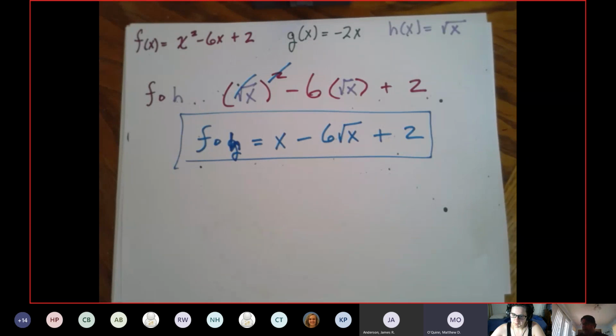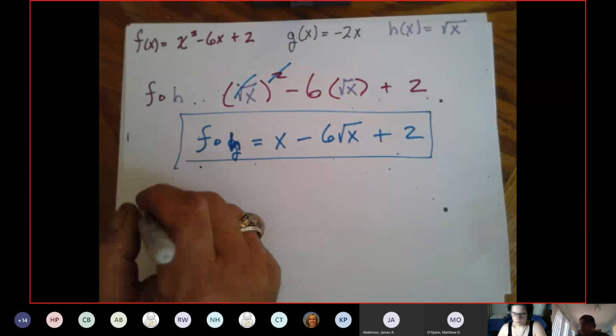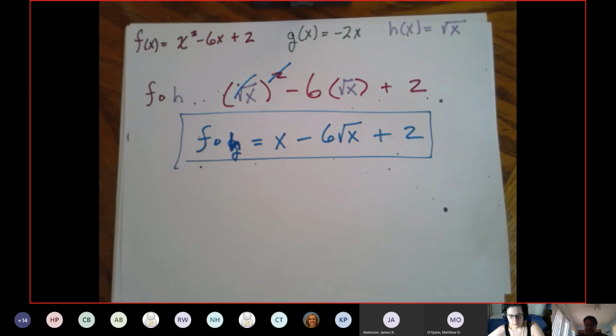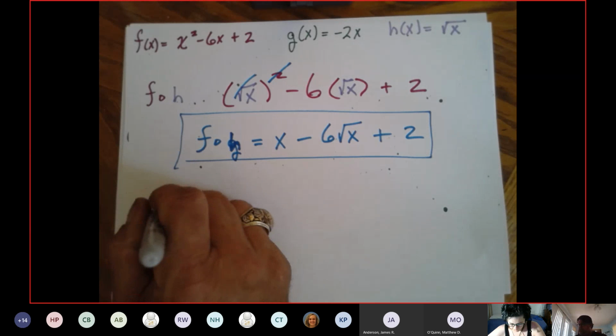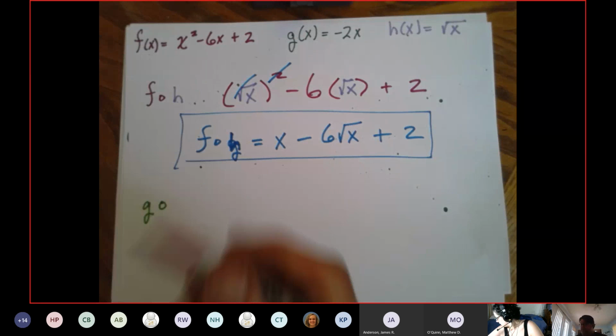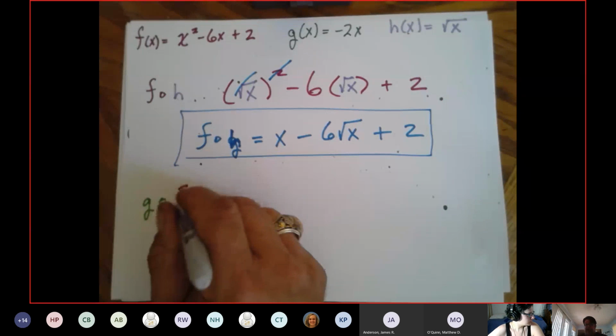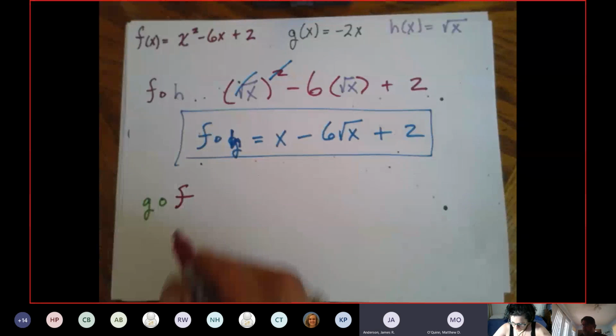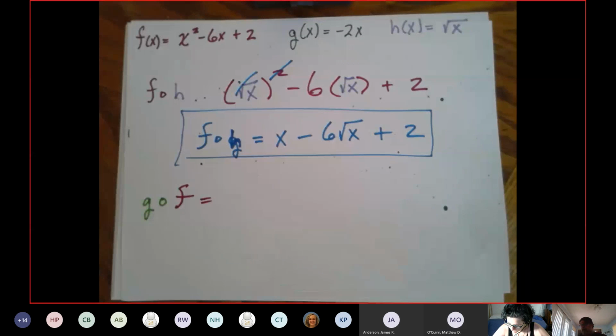All right, let's do g composed of f. Yeah, that should make you quit, right? Actually, it's pretty simple. We'll make a more challenging one here in a second, because we got to get you ready for the difference quotient.